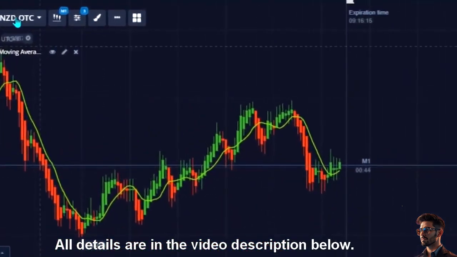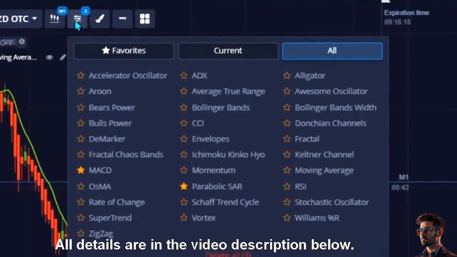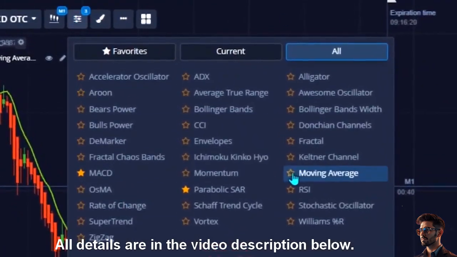So if you're new to this broker, this is where you put up your indicators. Just click this section right here and you're going to find all the indicators.